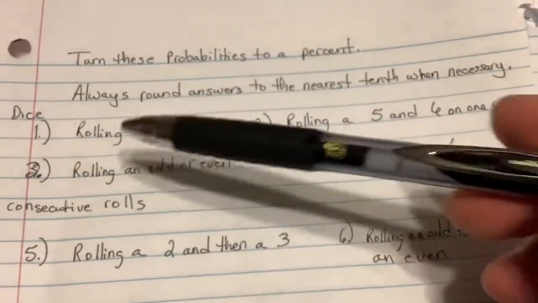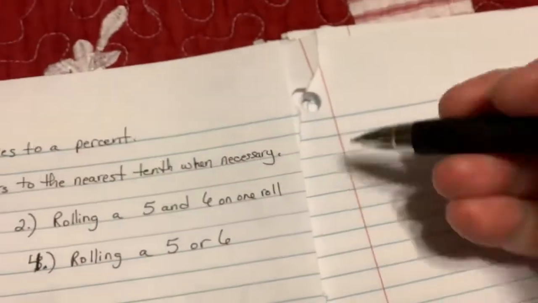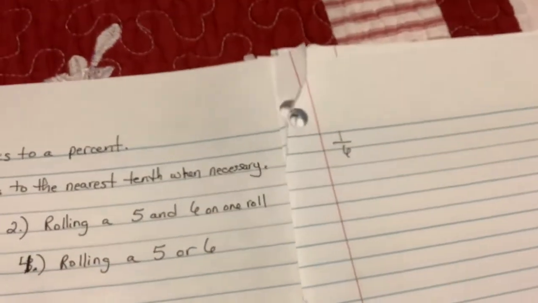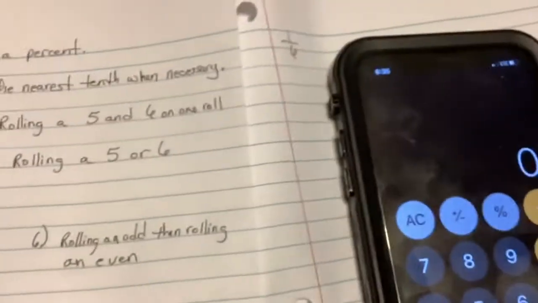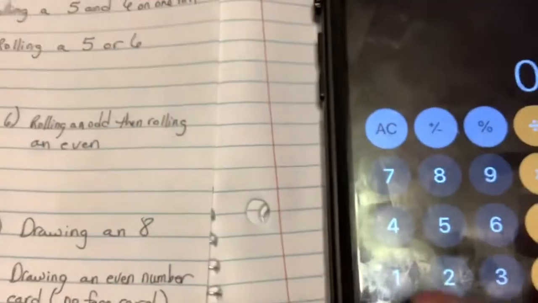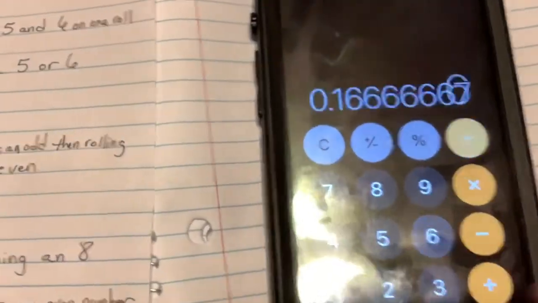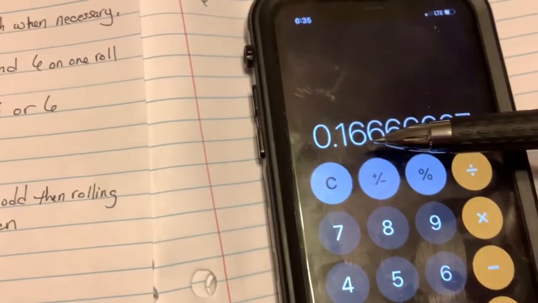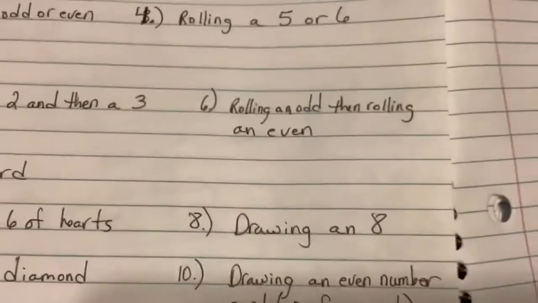So on a regular six-sided dice, rolling a 4, that's a 1 out of 6. So 1 divided by 6. Okay, and we'll always put this in here. And you get rounded to the nearest tenth. You move this twice, it's going to be 16.7%. Okay, 16.7.